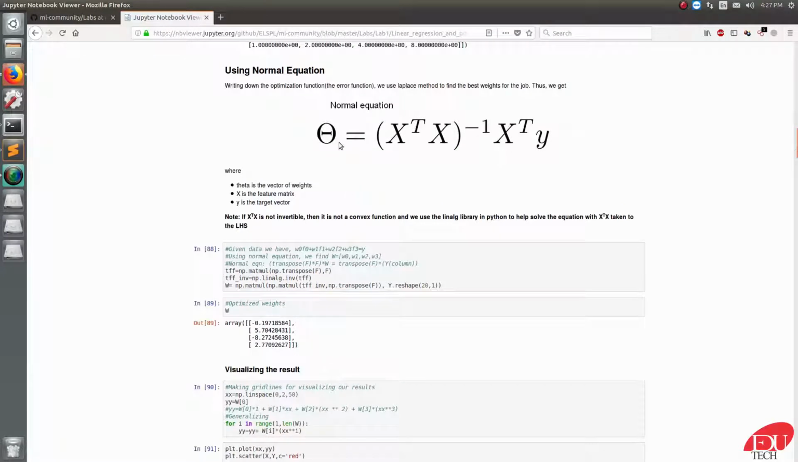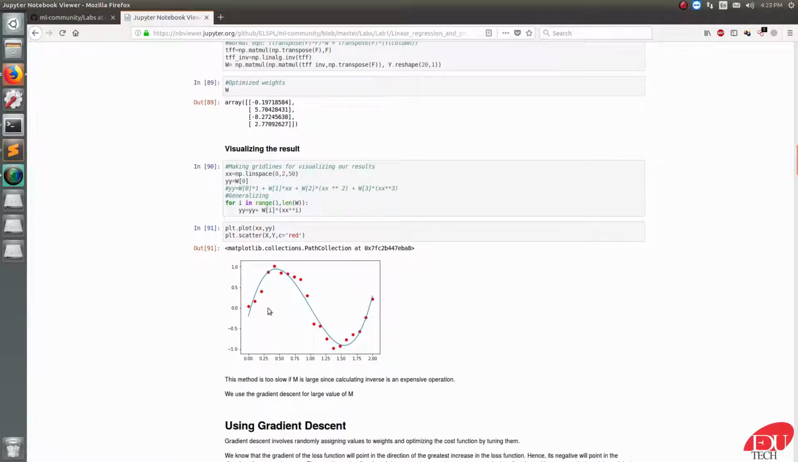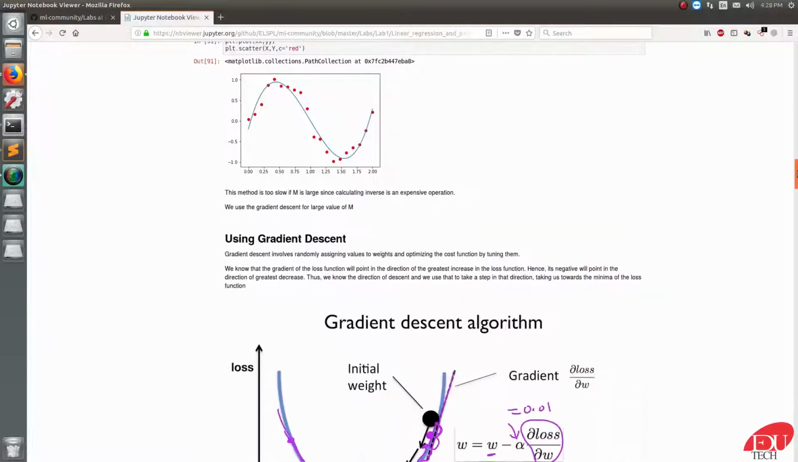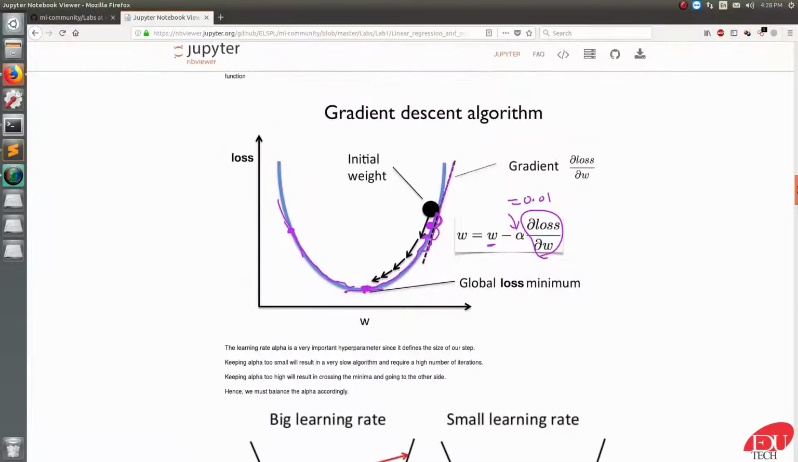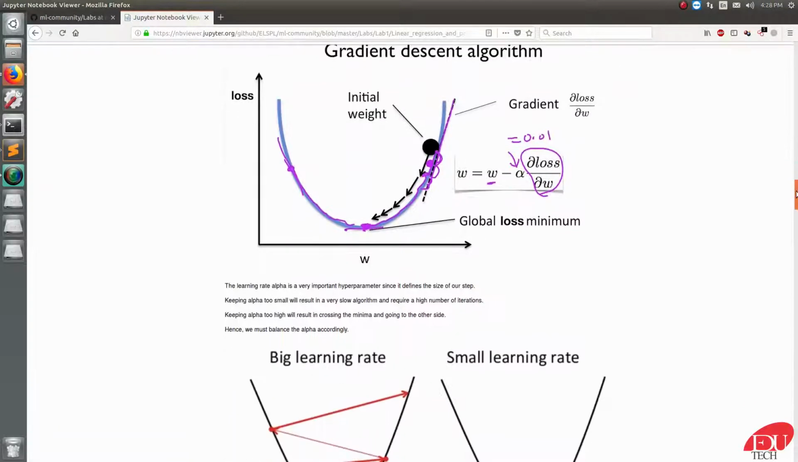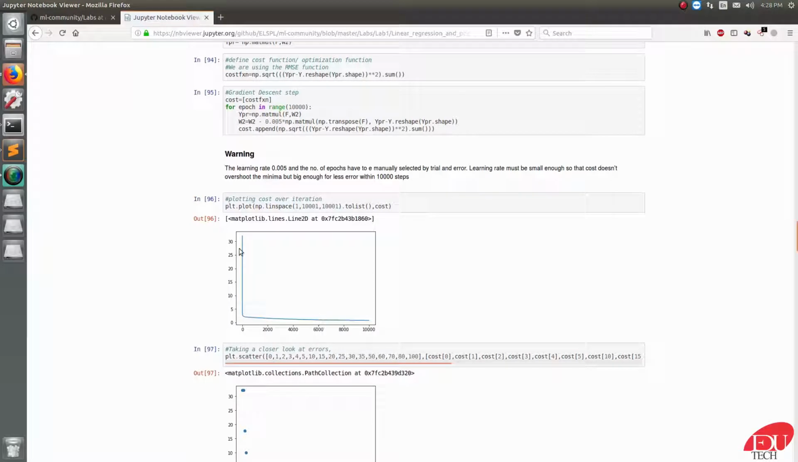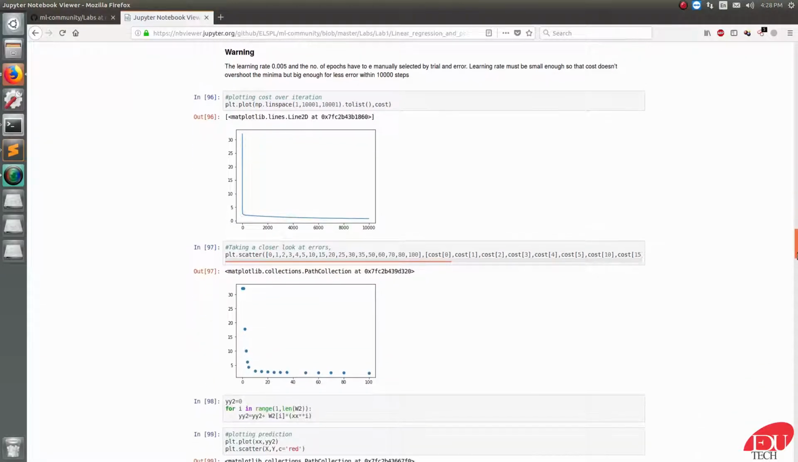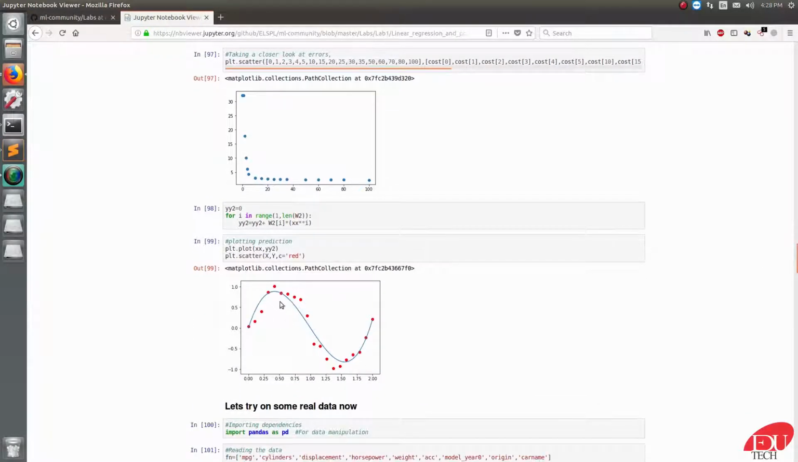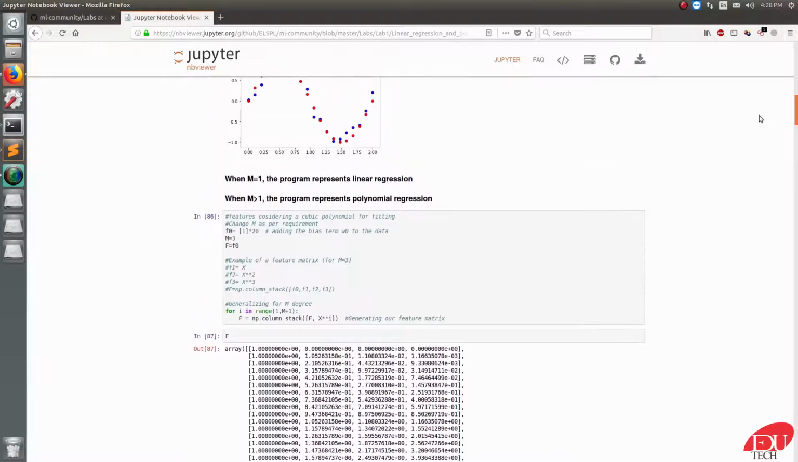So the first method of solving is by using the normal equation. Then we have this curve which we got. It's pretty accurate. Then there's a second method using gradient descent. There's again some theory on gradient descent, and then the algorithm. That's our error, and a closer look at that. And this is the function that we get using gradient descent, which is quite similar to the one we got using the normal equation.